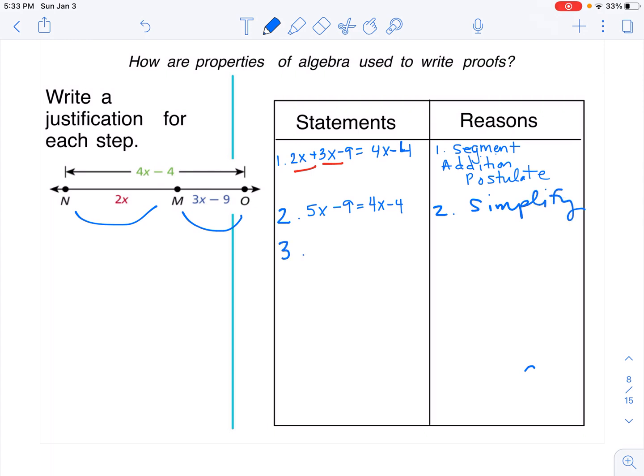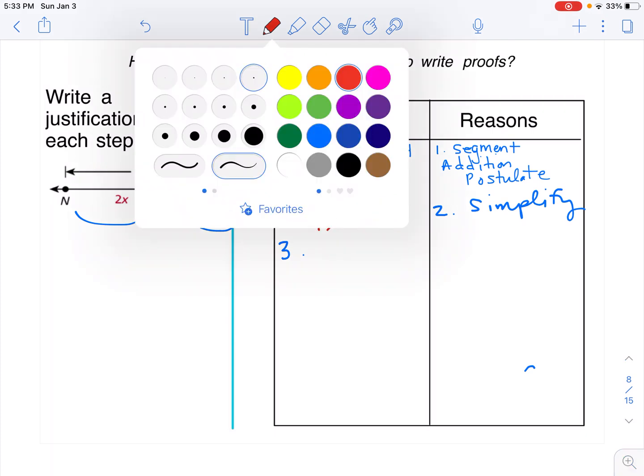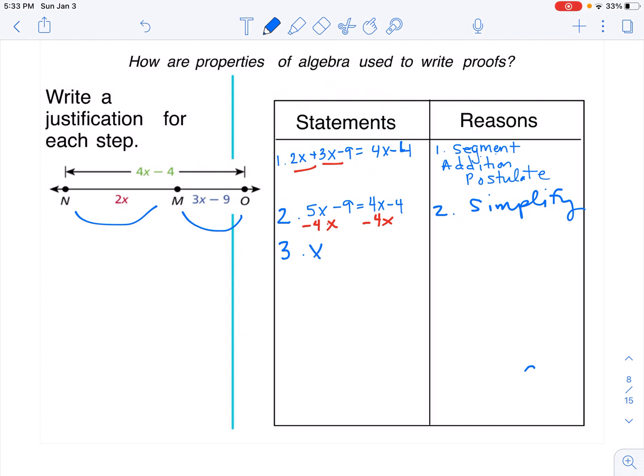Step 3, now I'm going to get all my x's on one side of the equation. So I'm going to subtract 4x from both sides. And you can see that I did subtract on both sides, and I'm left with x minus 9 equals negative 4. So this one is the subtraction property of equality. And I'm going to abbreviate POE. You can do the same.